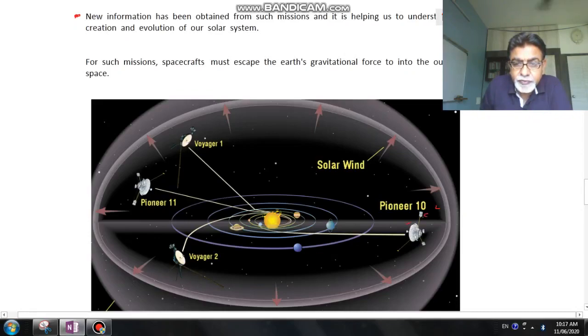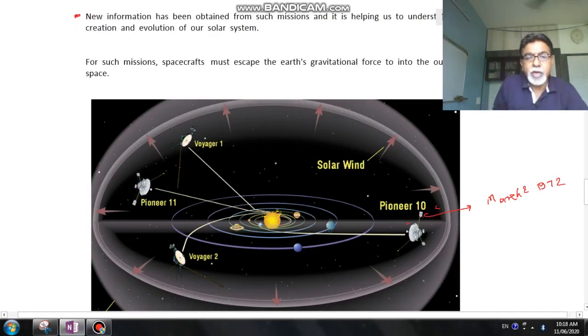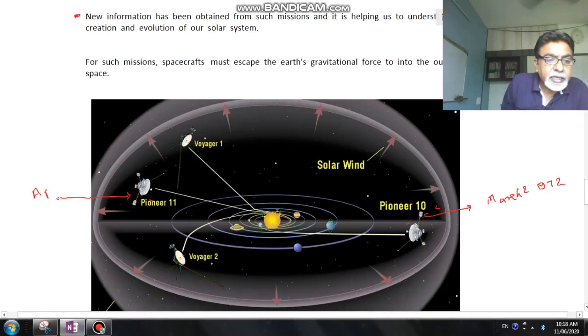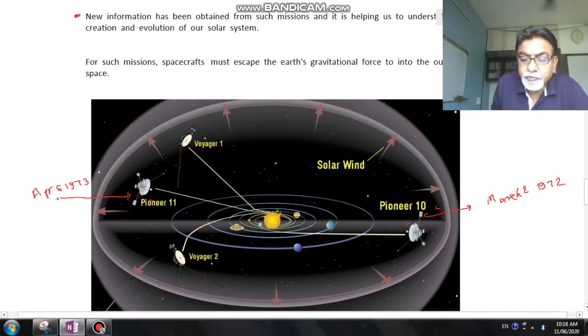Look at this Pioneer 10. This is sent to space on March 2, 1972. Pioneer 11 is on April 6, 1973. Then Voyager 1, look at here, this is the most famous one.